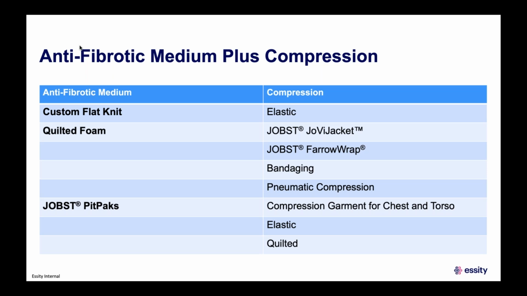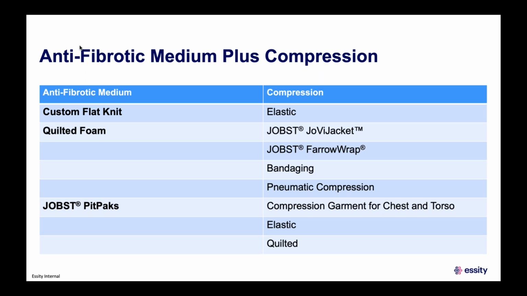This next slide talks a little bit about how to grade the antifibrotic compression. We'll start on the left-hand side, and you'll see that I'm looking at 3 different categories of antifibrotic garments. The first being custom flat knit, the second being quilted foam, and the third being the pit pack. I have arranged them in order of aggressiveness for fibrosis, with the custom flat knit being the least aggressive. If you look at the second column, it's telling you the types of compression that you can use over the antifibrotic garments on the left side.